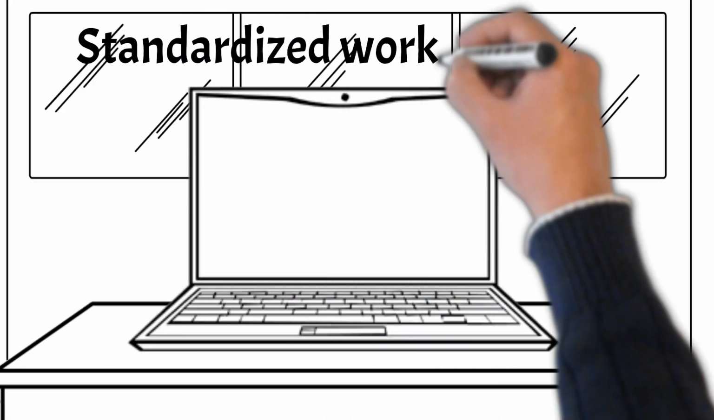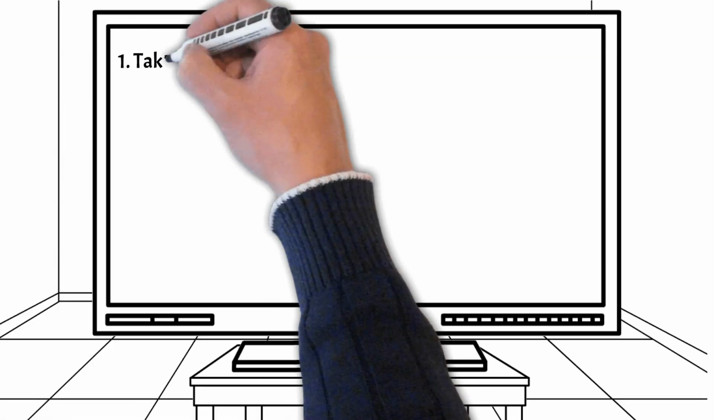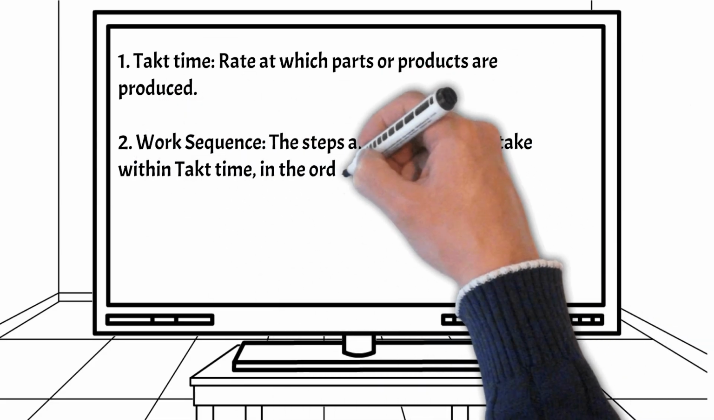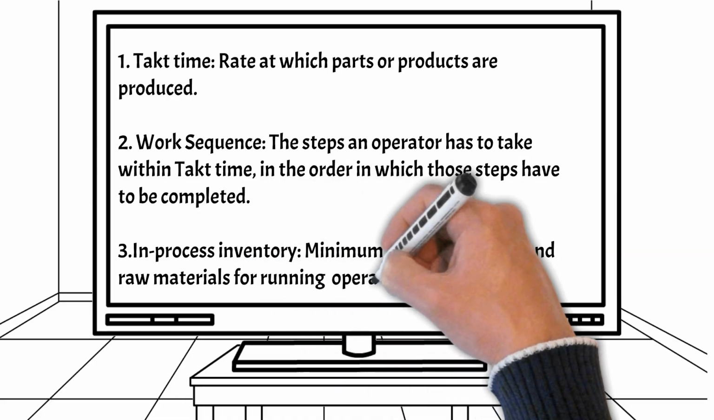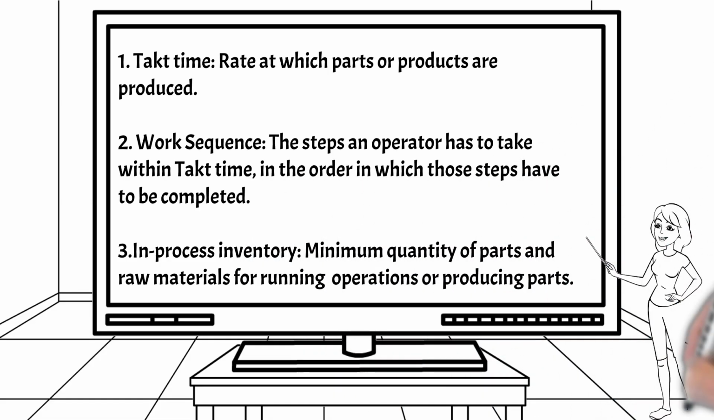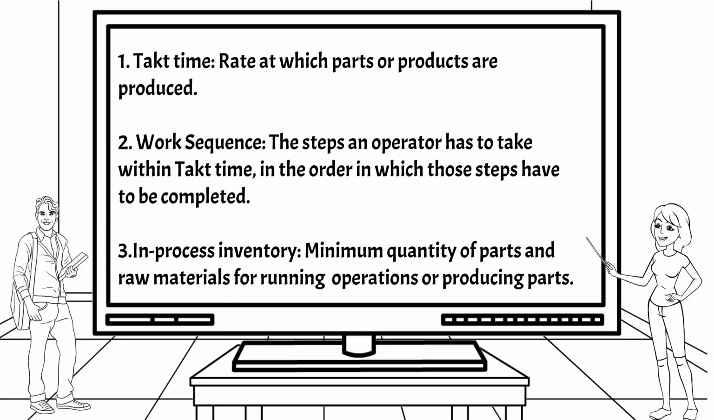Standardized work includes these three elements: takt time, work sequence, and in-progress inventory. Takt time is the rate at which parts or products are produced. Work sequence is the steps an operator has to take within takt time, in the order in which those steps have to be completed. Standard inventory is a minimum quantity of parts and raw materials for running operations or producing parts.